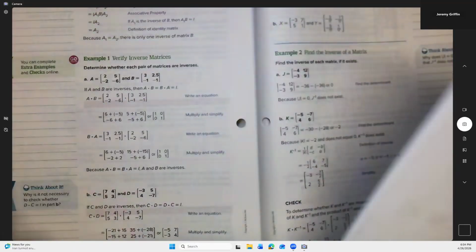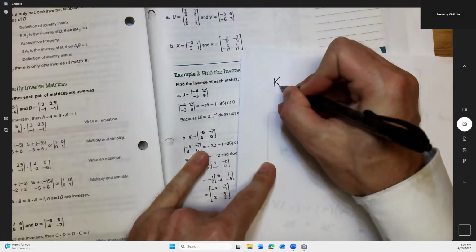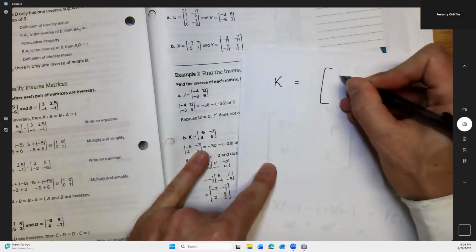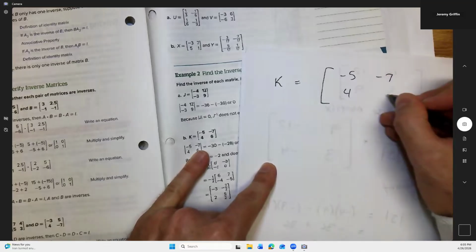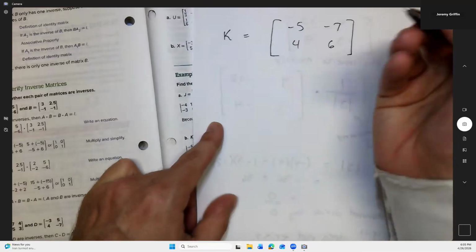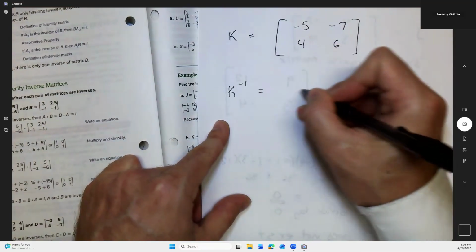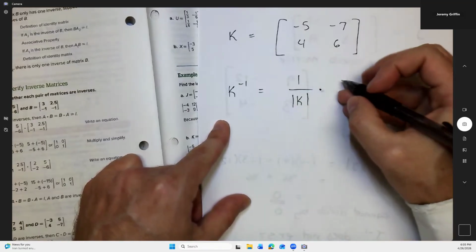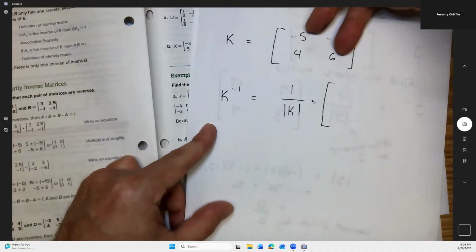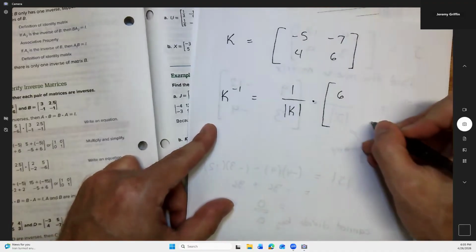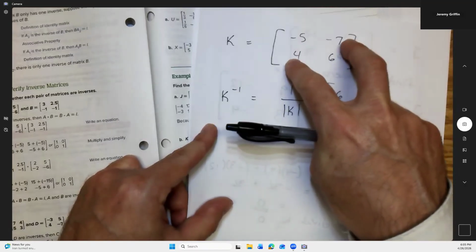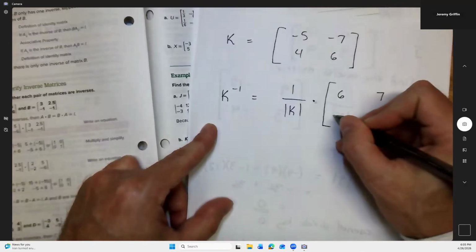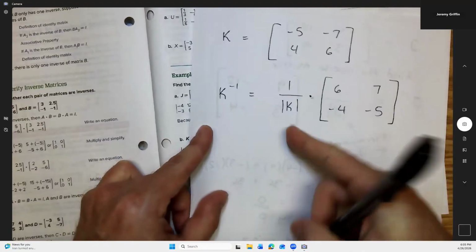So here we'll go ahead and do matrix K. It'll be the same process, but of course, we probably won't end up dividing by 0. So we've got K equals -5, -7, 4, 6. I'm going to say K inverse equals 1 over the determinant of K times a scalar multiple. These two elements swap places, so the 6 up here and the -5 here. And these two elements become the negative of themselves, so +7 here and -4 here.